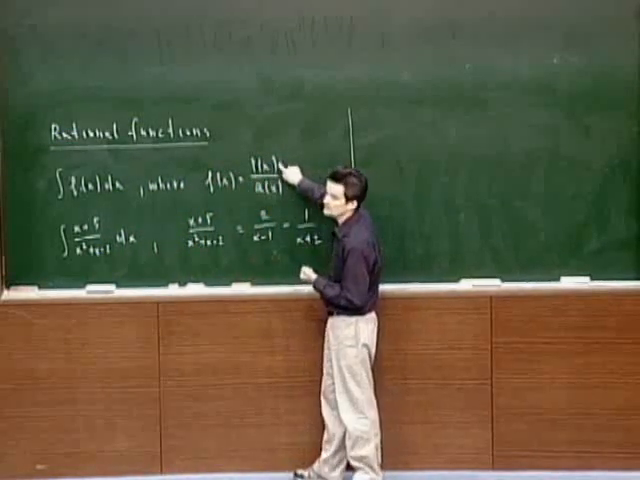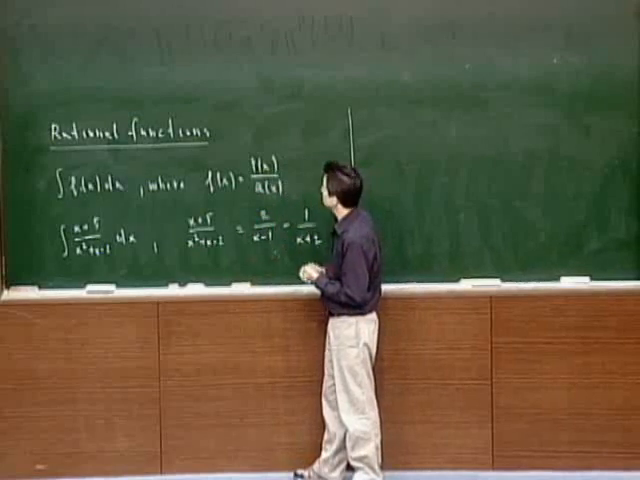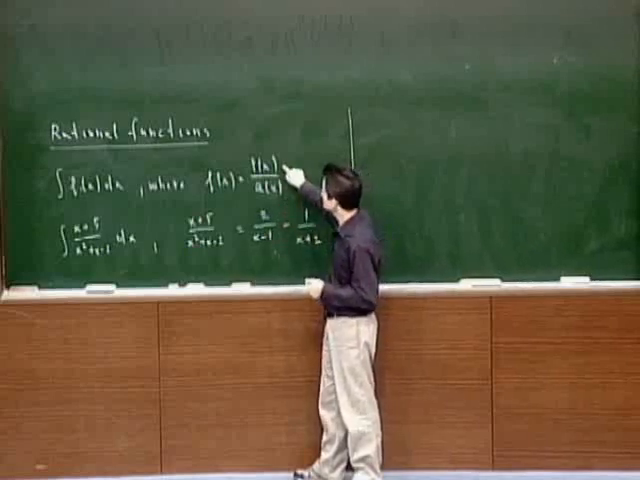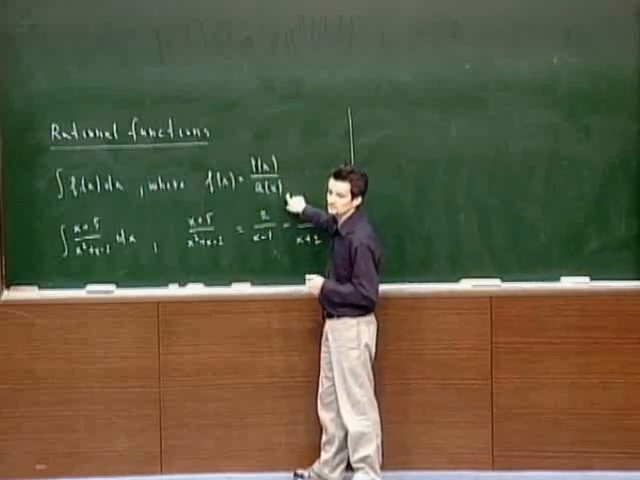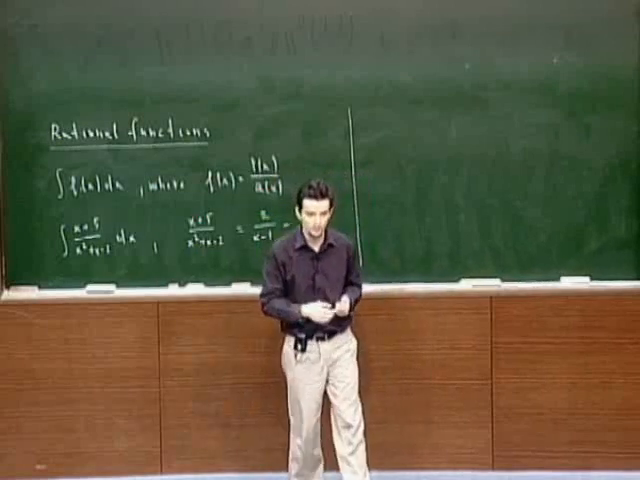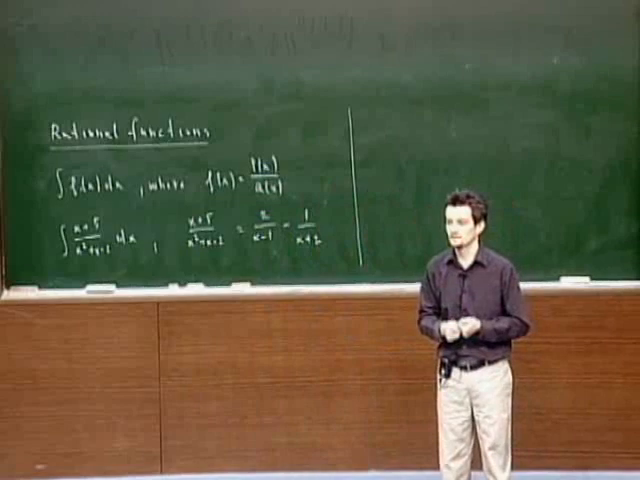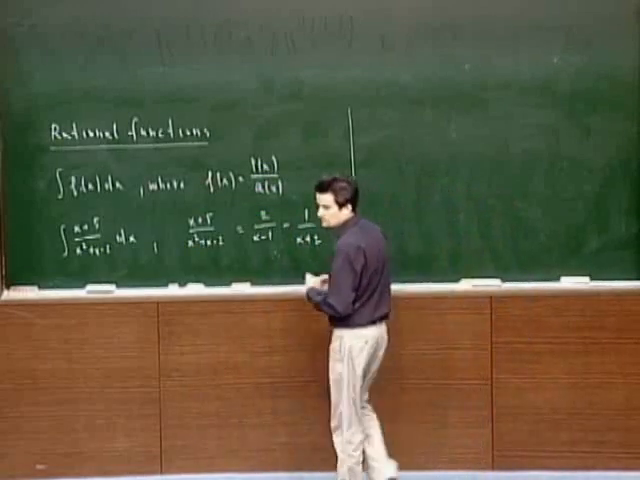So if the degree here is larger or equal than this one, you can always rewrite the rational function as some polynomial plus another rational function where the degree here is smaller than this one, okay, which is called proper. So you can always go from an improper rational function to a proper rational function. Okay. Now this is normally done by long division.